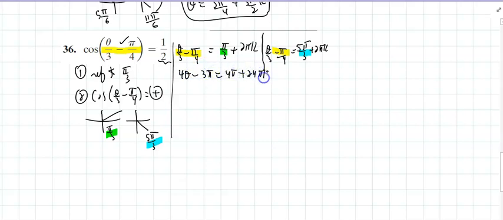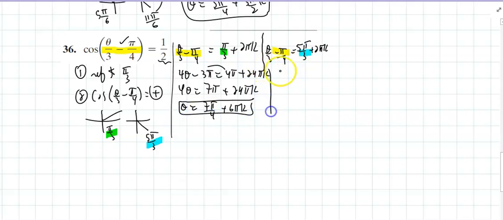I teach my students how to do problems this way. 4 theta will equal 7 pi. It adds an extra step, but better be safe than sorry. Multiply by a fourth or divide by 4, however you want to see that. There would be the first solution.